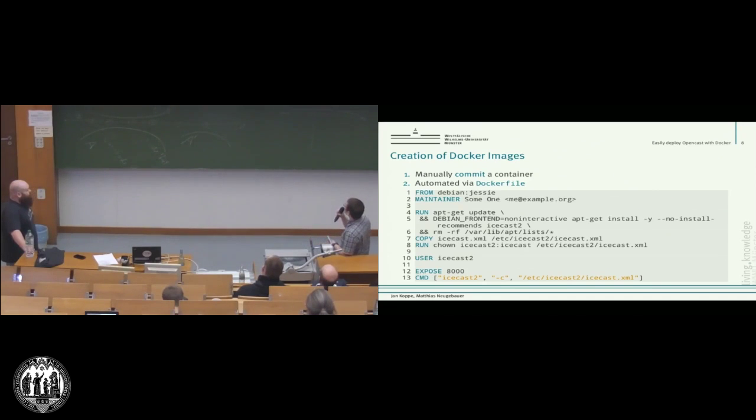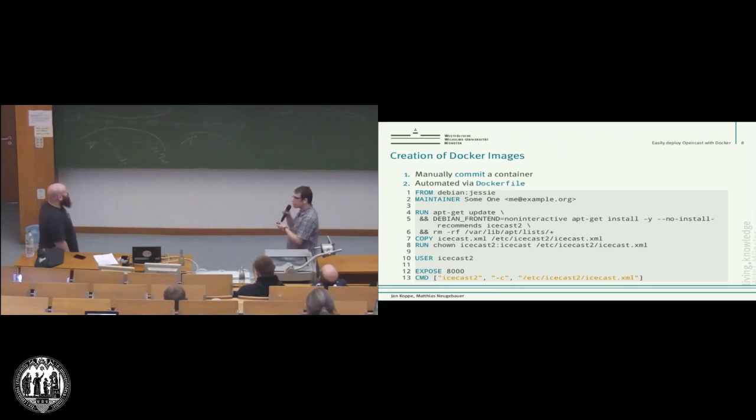But a better alternative is to create a Dockerfile, which does all the things automatically. So you can say what image you want to start from, add some metadata about the maintainer, install your software, configure it, say what user you want to run the software as, declare some ports which you can expose, and also say what process you want to start by default when you don't specify a process.